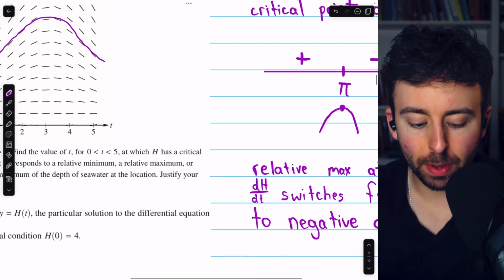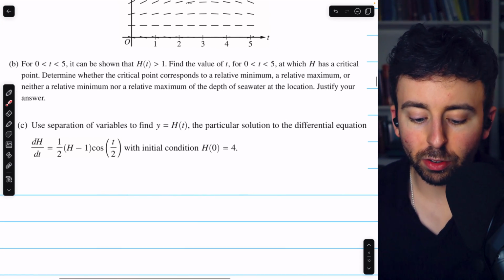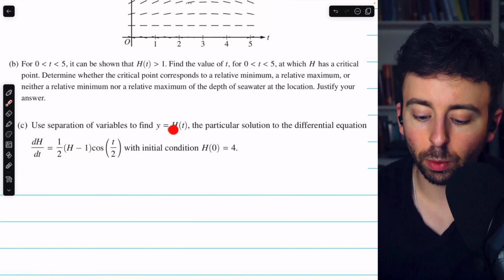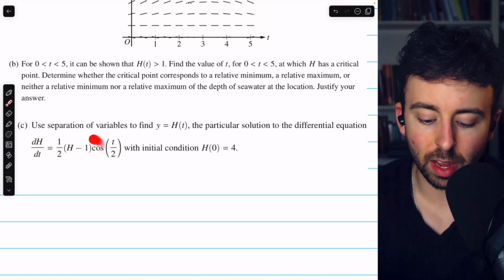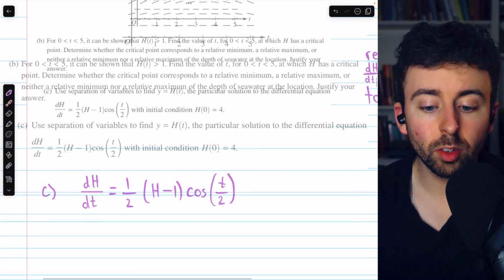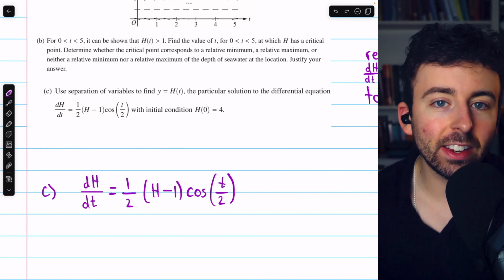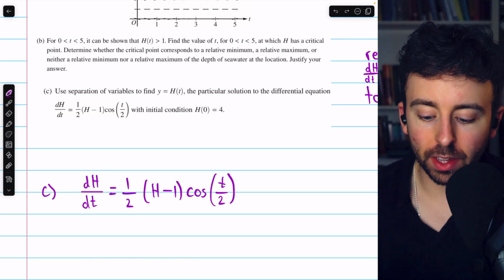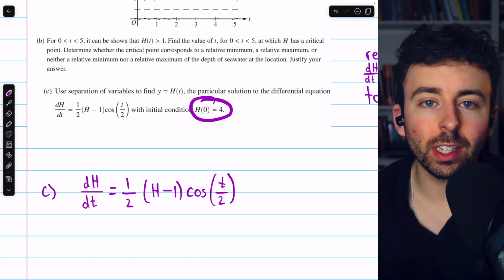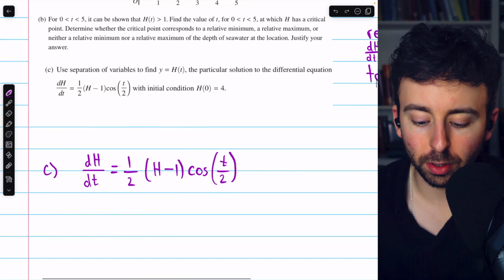That completes part B, so let's go ahead and finish with part C. Use separation of variables to find y equals h of t, the particular solution to the differential equation that was given, with the initial condition h of 0 equals 4. So we'll take this differential equation, separate the t's and the h's, and then integrate, and then we can use the given initial condition to solve for the arbitrary constant and get our particular solution.